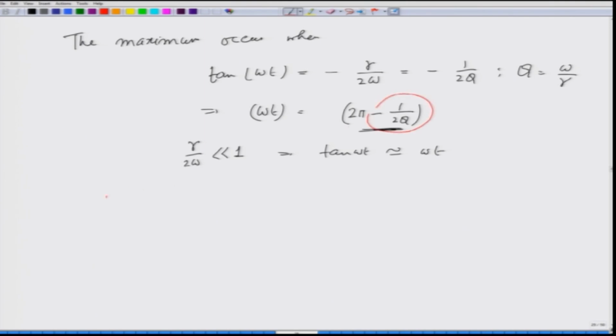So, these maxima for the damped oscillator occur at 2 pi minus 1 over 2Q, or the phase has advanced by 1 over 2Q.